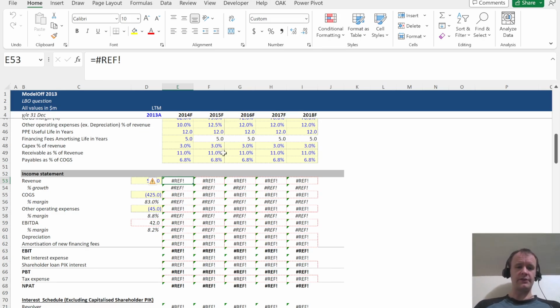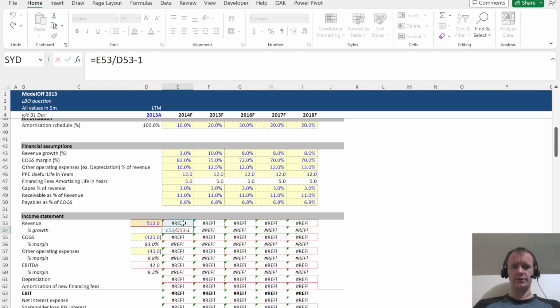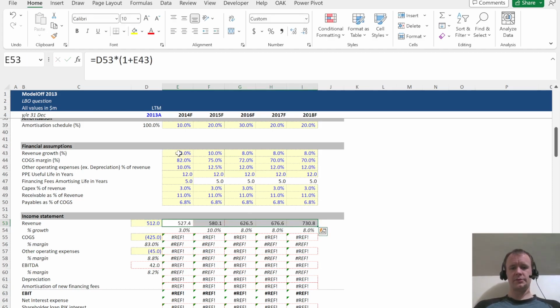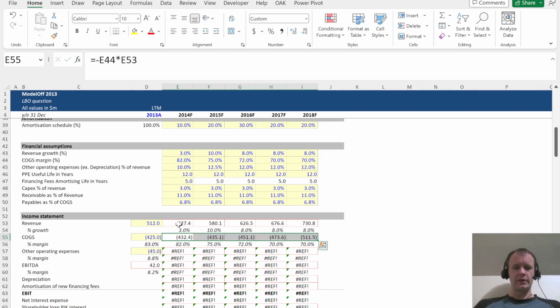So revenue: we've got a revenue growth assumption here. I have no idea why you would have a revenue growth assumption and then a percent growth calculation in here. I guess in theory you might use it for a check, but it seems to be just reinventing. But anyway, we've got COGS margin, so COGS as a percent of revenue. Note the minus sign, so I'm putting in a minus sign here, minus 82% times revenue, carry across.